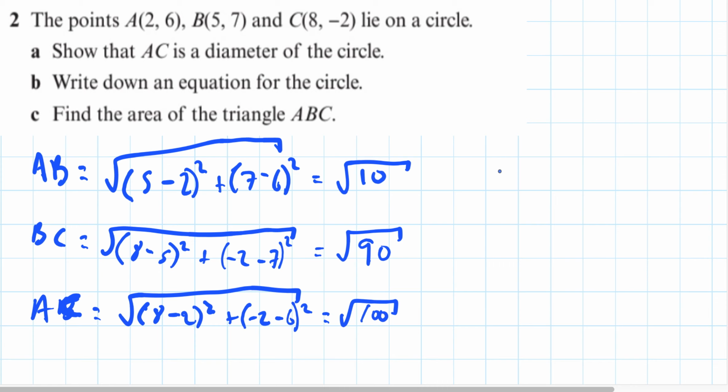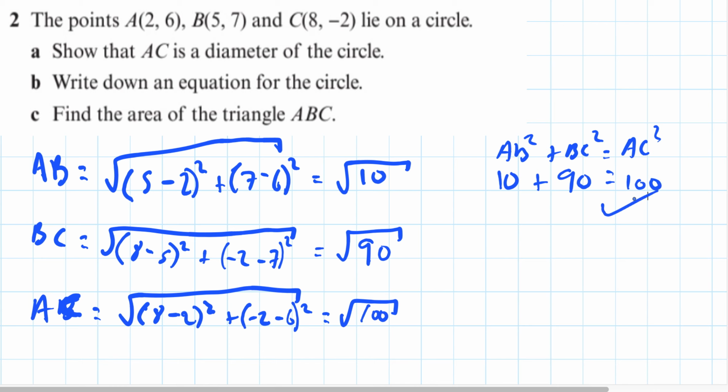So AB squared is 10, add BC squared is 90, equals AC squared, which equals 100. Yeah, so therefore it's a right angle triangle. Cool, next up, find the equation of the circle. So since AC is the diameter, to find the equation of the circle, we need to find the distance of AC and the midpoint of AC.